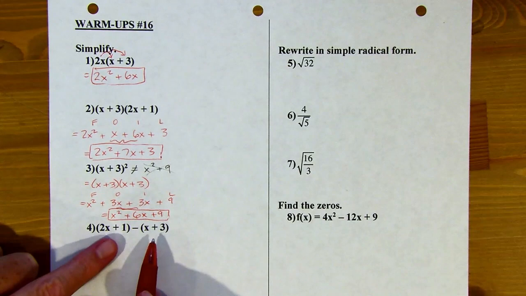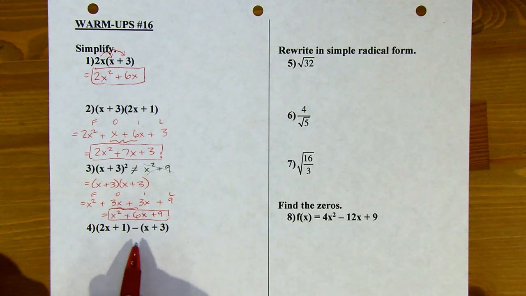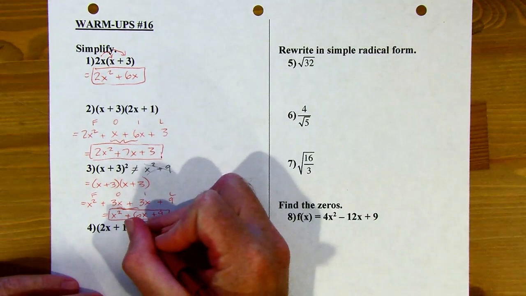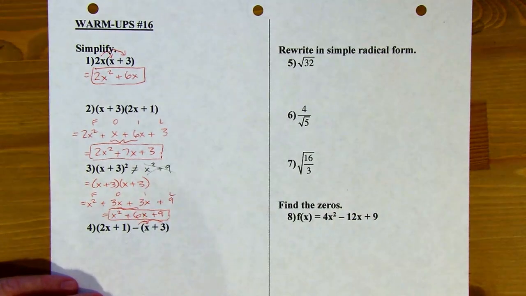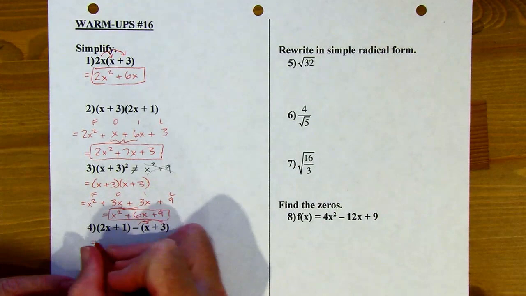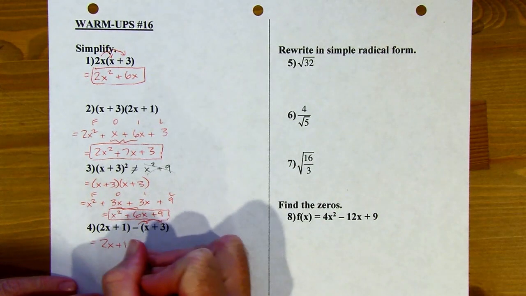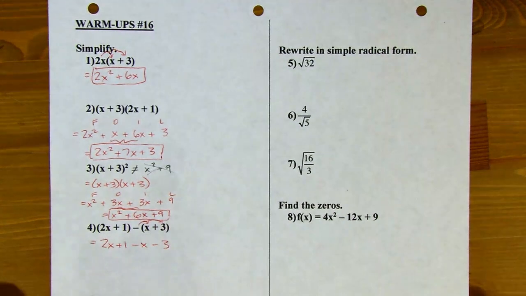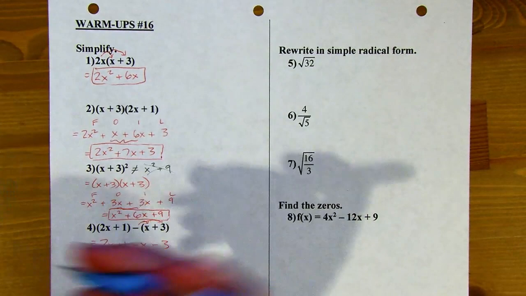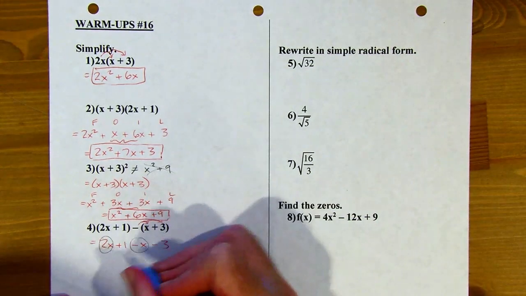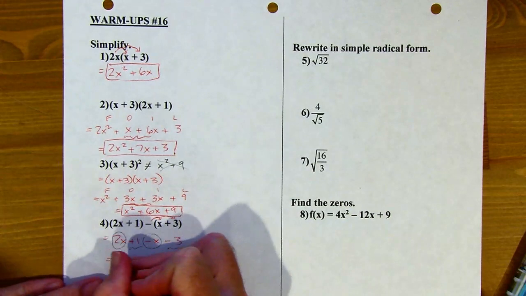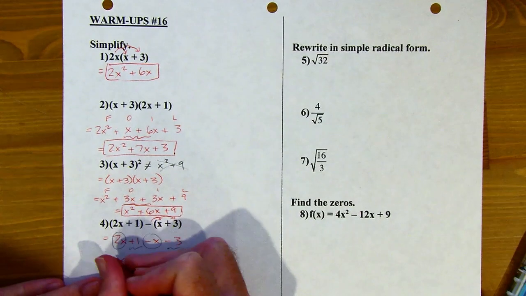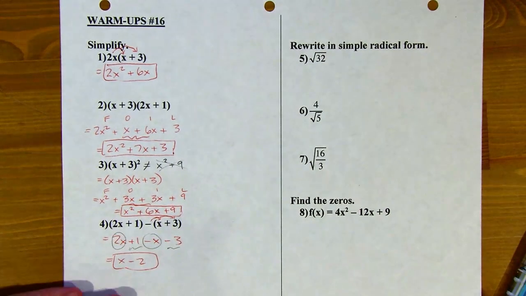Here I've got two binomials again, but don't FOIL because we're not multiplying these binomials. We're subtracting. We're finding the difference. So what you do want to do is distribute the negative inside the second set of parentheses. So I can write this without parentheses like so. Okay? And then I'll combine like terms. So I'm going to combine the x terms, and I'll combine the constants. And that is simplified. Okay?